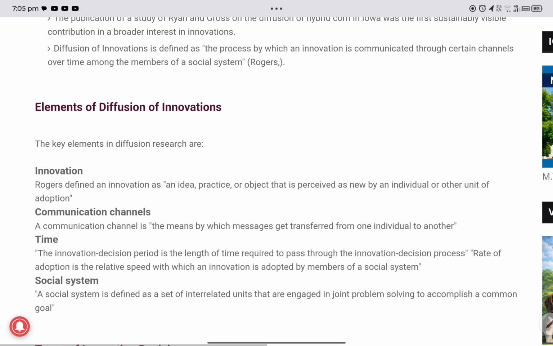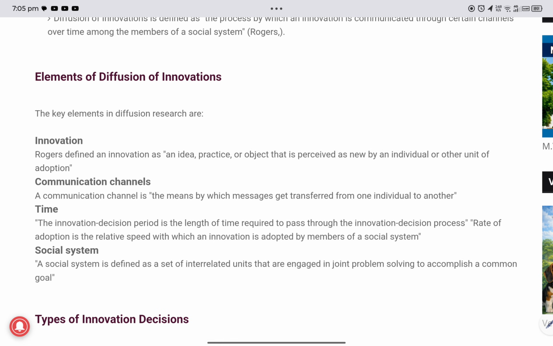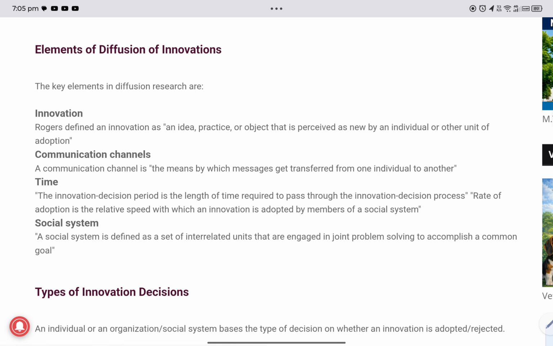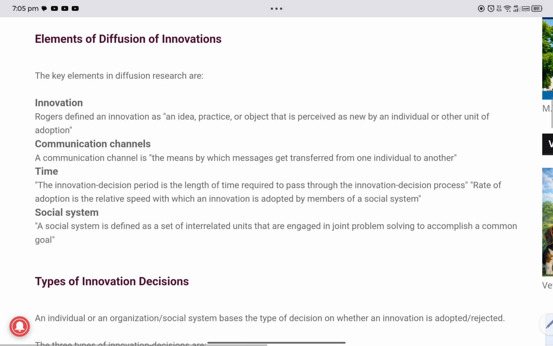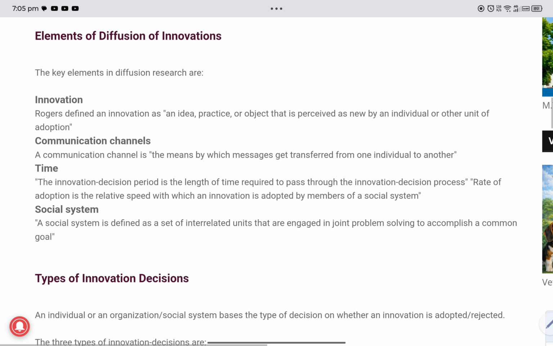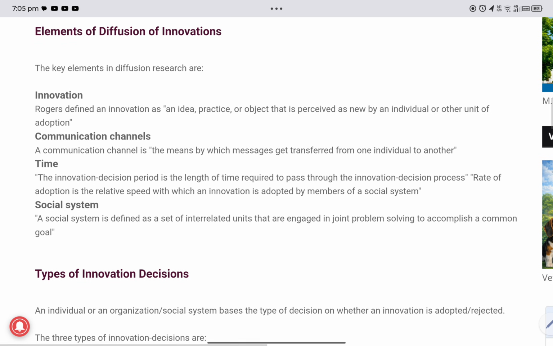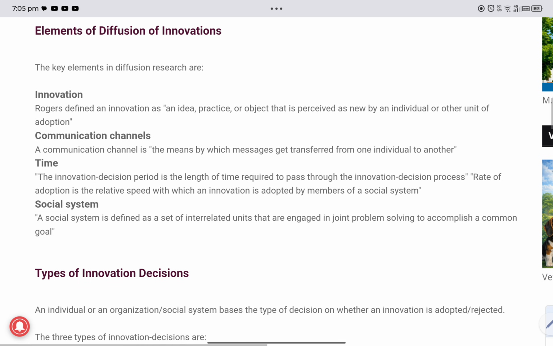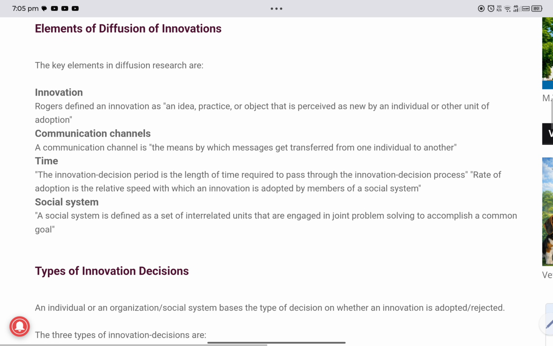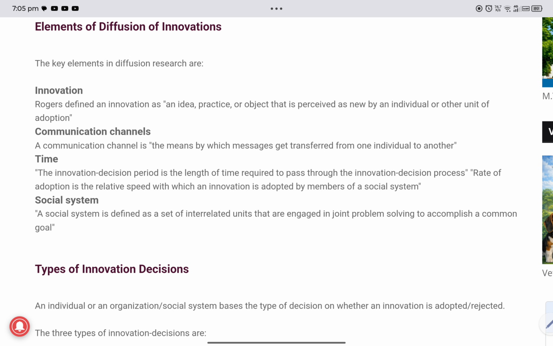Rogers: elements of diffusion of innovation. The key elements in diffusion research are, first, innovation. Rogers defined innovation as an idea, practice, or object that is perceived as new by an individual or other unit of adoption.